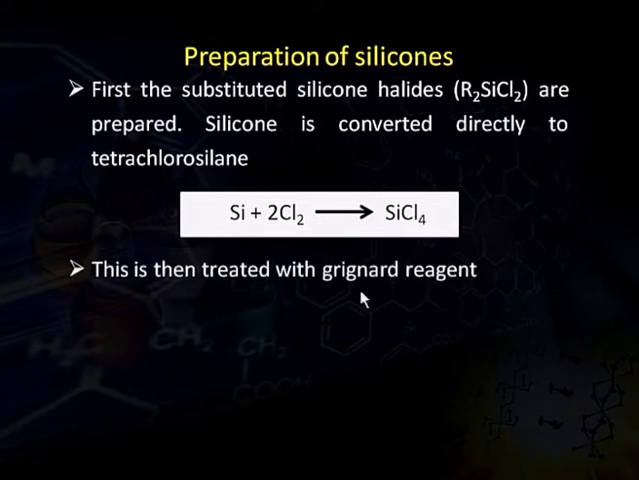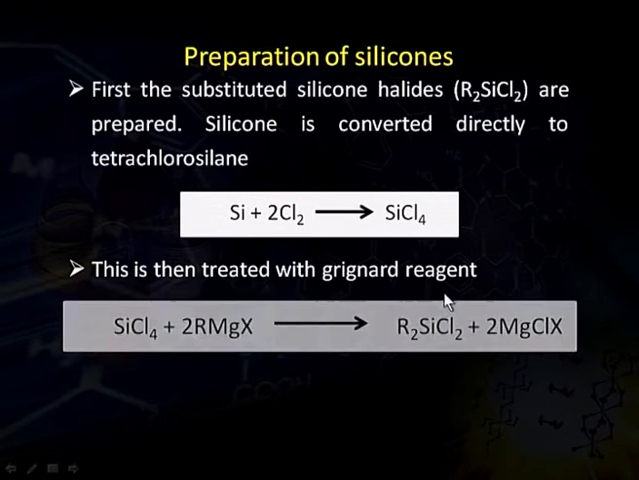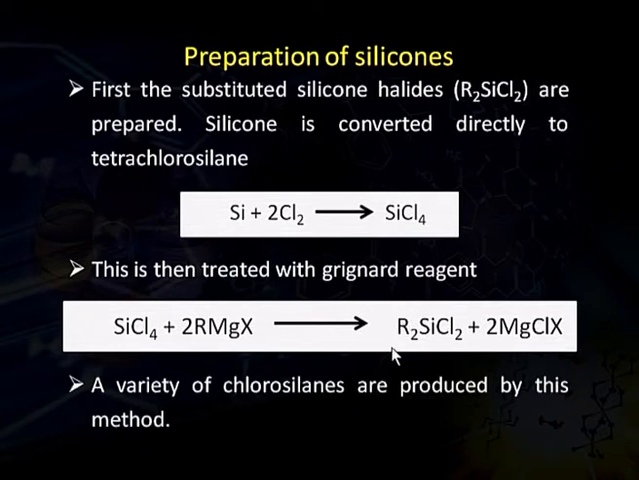This tetrachlorosilane is then treated with the Grignard reagent, that is RMgX. So, this is tetrachlorosilane, it is treated with RMgX, and R2SiCl2, that is substituted silicon halide, is formed. A variety of chlorosilanes are produced by this method.